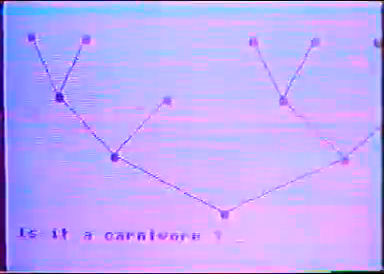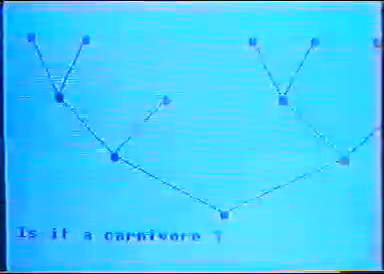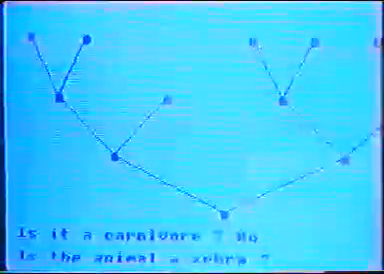Is it a mammal? Yes. Does it have stripes? Yes. And it's going up the yes branch. Is it a carnivore? No, it goes up the other branch. And it's come to the end of the tree, or the top of the tree. Is the animal a zebra? Yes.